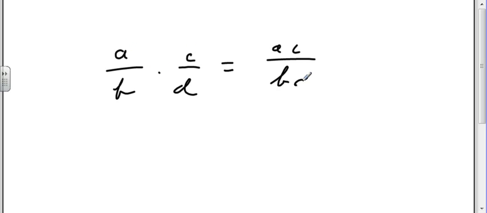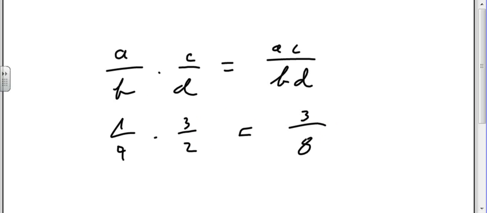So if I have A over B times C over D, I multiply what's on top and call it AC, and I multiply on the bottom, BD, and that's my answer. So if I got 1/4 times 3/2, 3 times 1 is 3, 2 times 4 is 8.